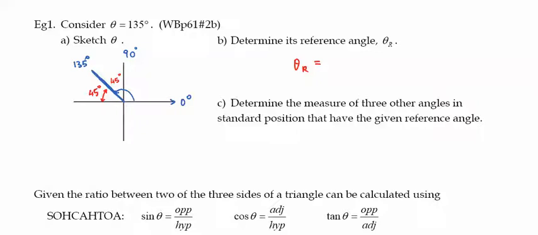Because this 45 degrees came from the fact that it is not quite 180 yet. This is 180 degrees. But the angle between the terminal arm and the x-axis is what we will get for the reference angle. So in this case, the reference angle is 45 degrees.